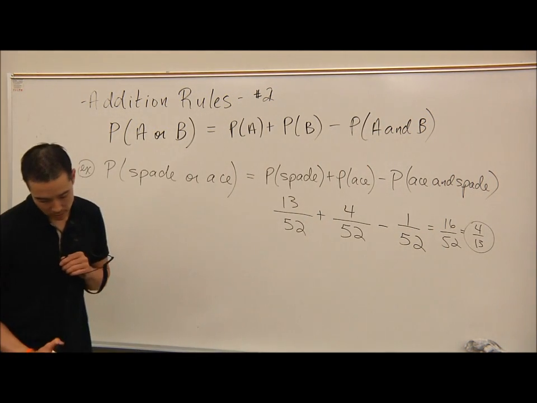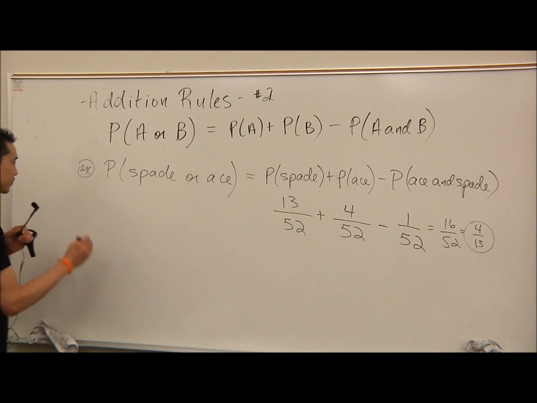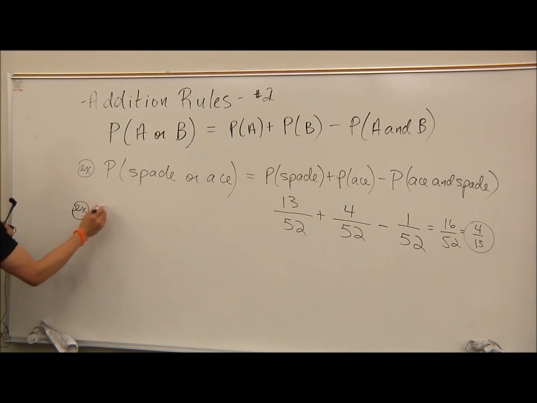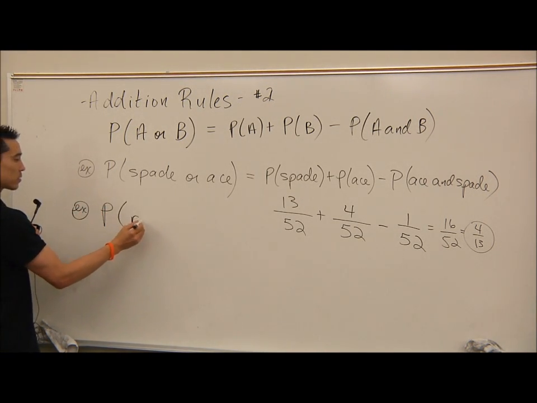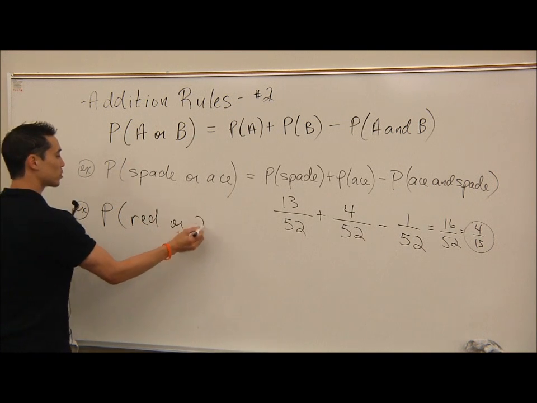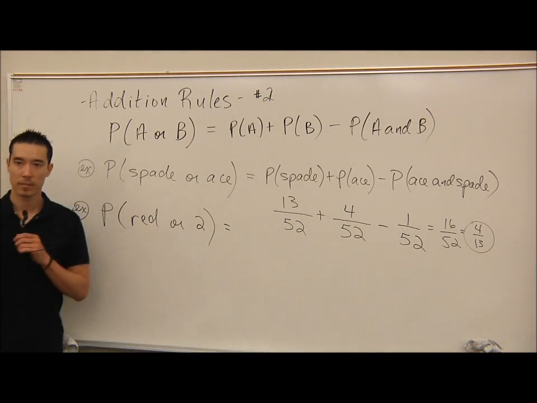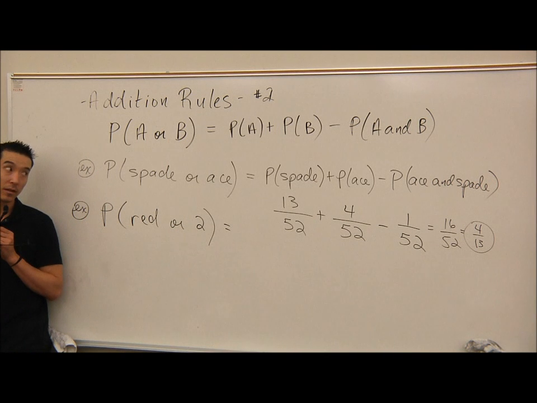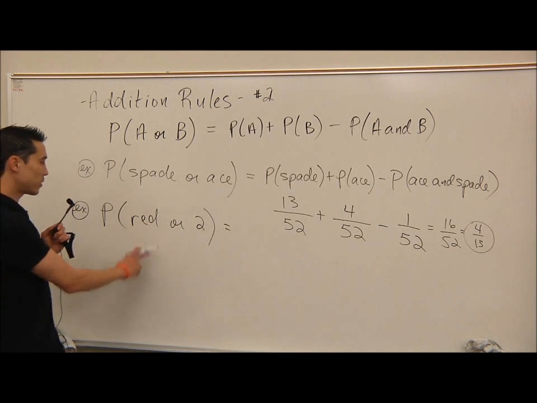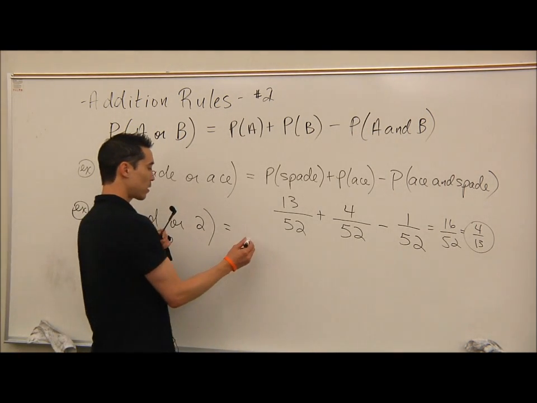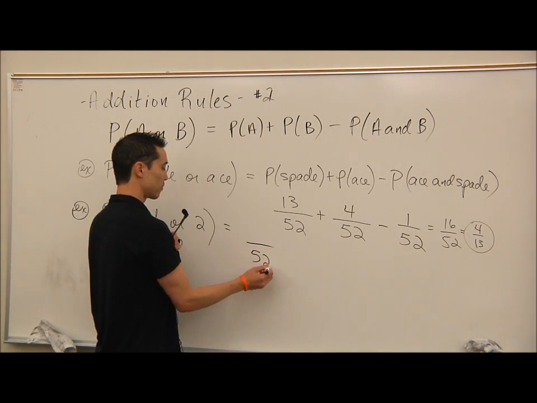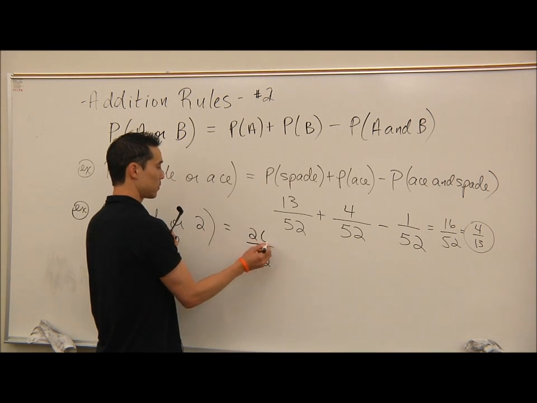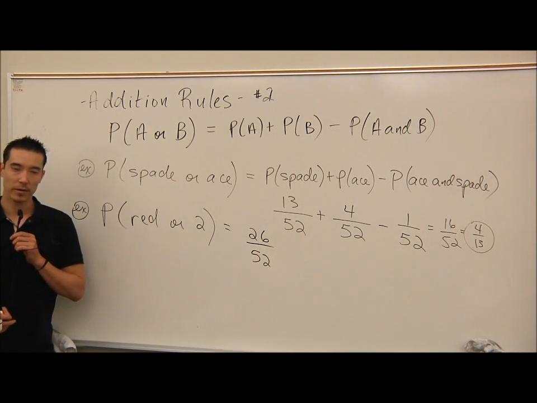Okay, great. What about a red card or a 2? Draw a single card from a deck of cards. What's the probability that card is red or 2? Okay. To do this problem, you're going to use the addition rule. What's the probability of drawing a red card? How many red cards in the 52? 26, right? Half of them are red.